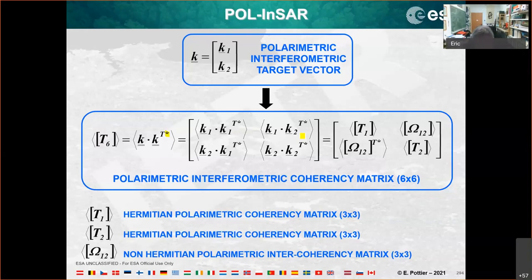Sorry for the question, but I think the interferometric phase results from the phase difference between the two acquisitions. Yeah, but this is exactly the content of this matrix omega 12. This is exactly the phase difference. You have exactly the phase difference in these elements, because you are using K multiplied by K transpose conjugate. So if I take, for example, this element, it will be the phase of the K2 vector minus the phase of the K1 vector. So directly you have the phase difference inside this matrix. This is why this corresponds to the interferometric phase: it is a phase difference directly from the construction of this matrix.